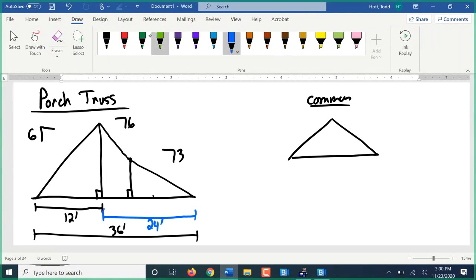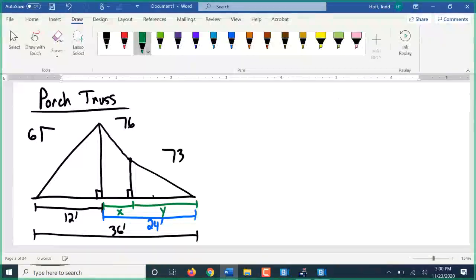And of course, what we're trying to find is x and y. So we know, based off of our span, that x plus y equals 24.